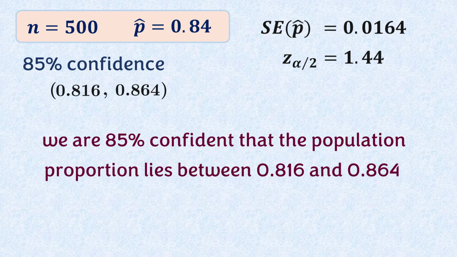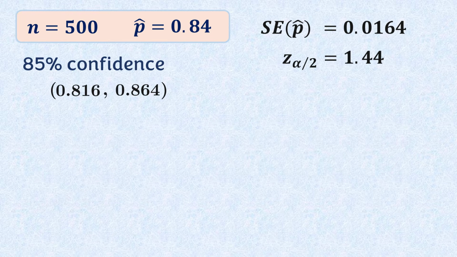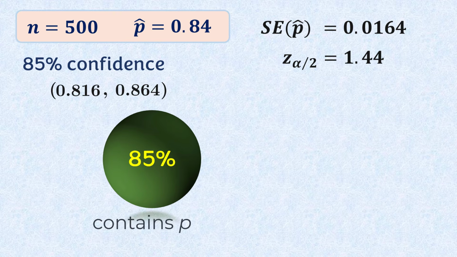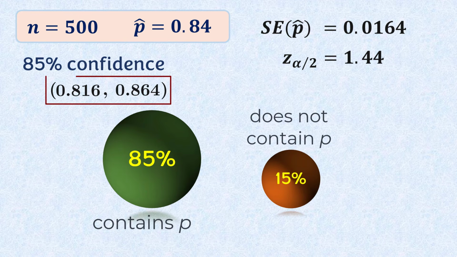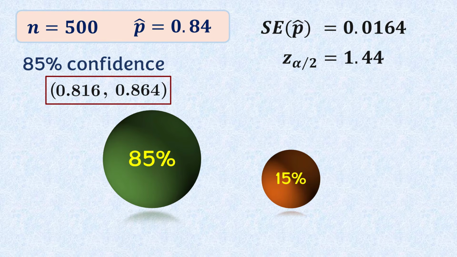What that confidence interval really means is that if we construct 85% confidence intervals like this one for many random samples from this same population, in the long run, we expect about 85% of those intervals to contain the true population proportion and about 15% not to contain it. This interval is just one of those many intervals. It could belong in the 85% or in the 15%. In essence, this interval may or may not contain the true population proportion.